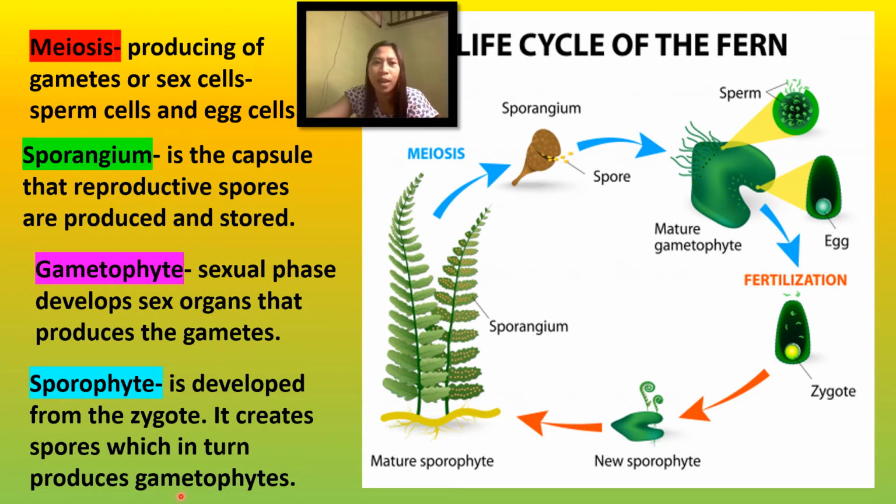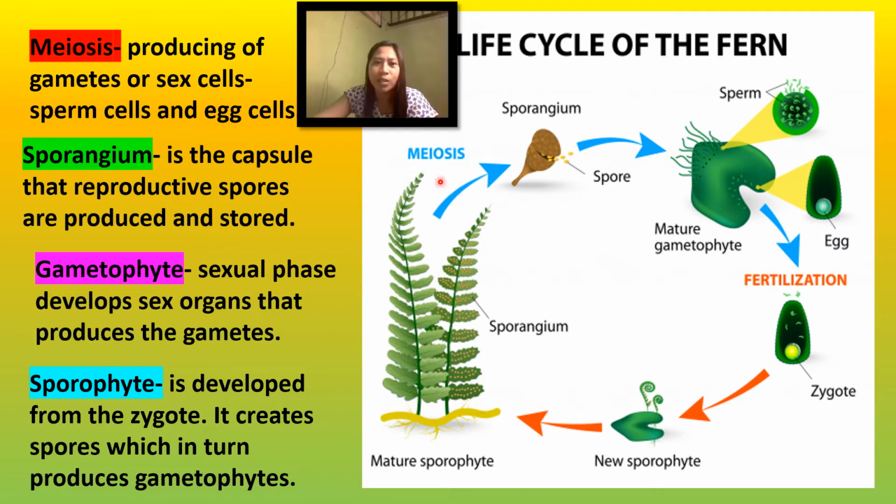First we have meiosis. What is meiosis? During this process, the fern is producing gametes or sex cells. What are the sex cells? Sperm cells and egg cells. So before a plant reproduces, it should produce its gametes, especially those plants that do not have seeds or flowers.